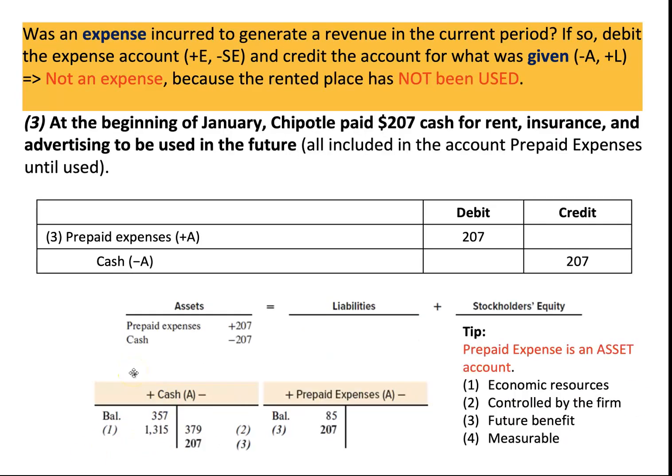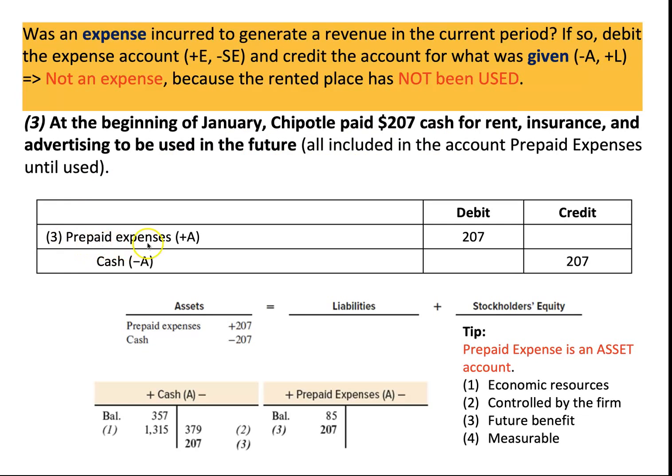All right, next example. In this example, at the beginning of January, Chipotle paid $207 cash for rent, insurance, and advertising to be used in the future. Now, pay attention to the wording. These are things to be used in the future, which means they haven't been used at this moment when the transaction happened. In other words, it's like a deposit. So we paid a deposit on a property that we are going to rent in the next quarter or year. So these are all considered prepaid because we haven't been using them yet.